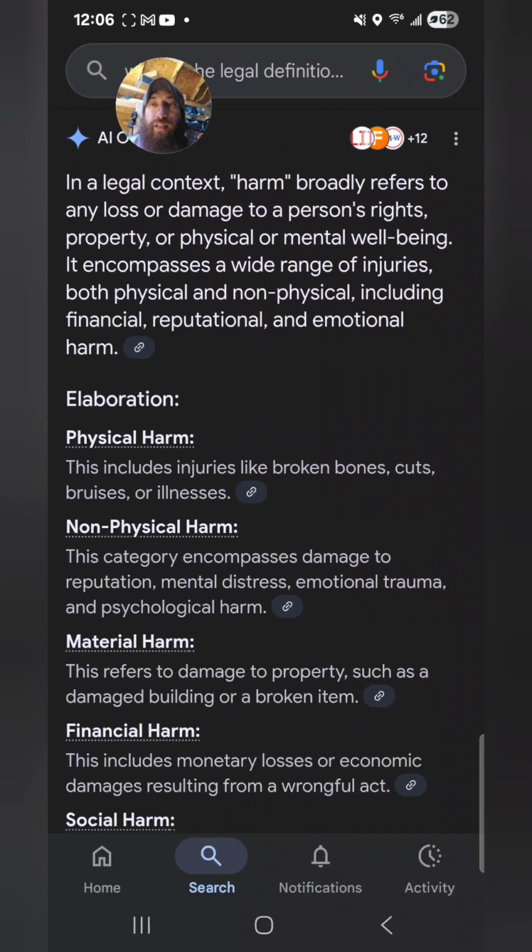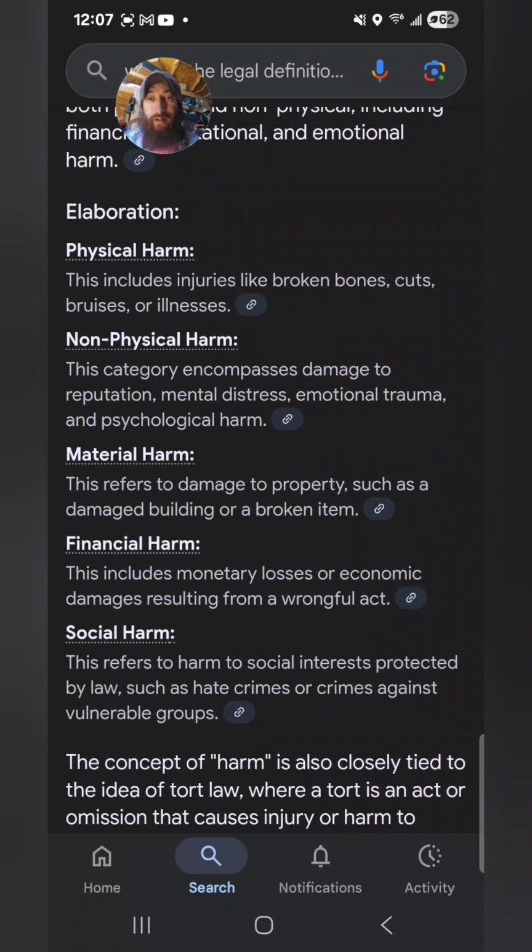In a legal context, harm broadly refers to any loss or damage to a person's rights, property, or physical or mental well-being. It encompasses a wide range of injuries, both physical and non-physical, including financial, reputational, and emotional harm. Okay, so just an example. Someone comes up and punches you, they cause you physical harm. Okay, non-physical harm. If somebody steals your identification card and writes down the information on it, that is technically non-physical harm. It's actually right here. It says material harm. This refers to damage to property. That would include a driver's license, a government-issued ID, social security card, right? Anything that you own personally, right?